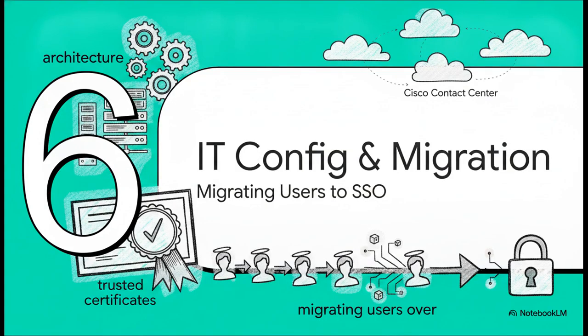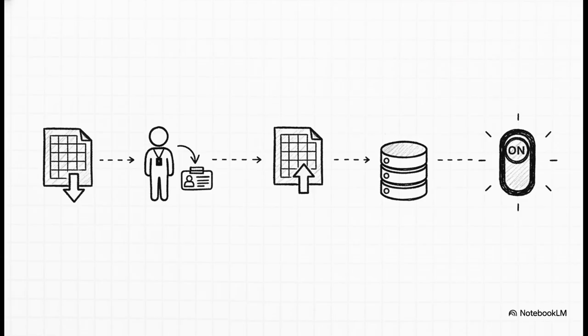And finally, Section 6, IT configuration and user migration. When it comes to actually migrating your users, leveraging the Administration Bulk Jobs tool makes things incredibly efficient. You definitely do not want to be doing this one by one. You simply download the SSO migration template, which is just a standard Excel file, and look for the column labeled New Username. Right there, you map your existing agents to their new SSO network usernames. Then upload that file back into the Bulk Jobs tool, and the system seamlessly updates the database. Once everyone is safely mapped over, you can go ahead and flip that global switch to enable SSO.